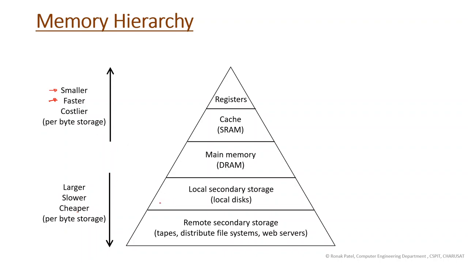So if you are going to purchase a 1 TB hard disk, it will cost you around 4K. And if you want to purchase main memory, like 8 GB or 16 GB RAM, it will cost something like that only, around. So see the per byte cost. As you go up, the per byte cost will increase. When you go down, it decreases. So this is the memory hierarchy and the different memories available. DRAM stands for dynamic RAM and cache stands for static RAM.